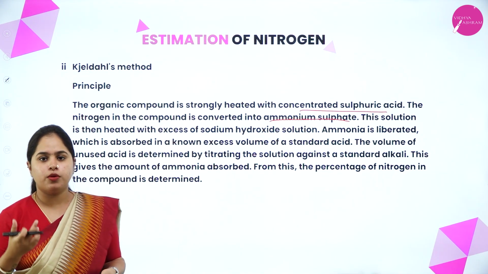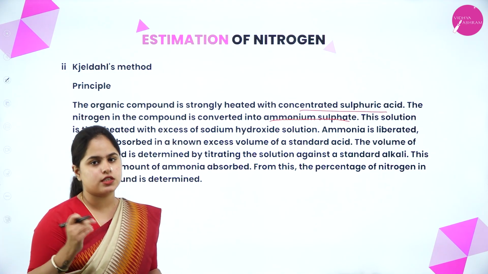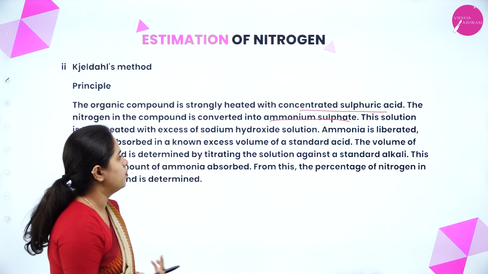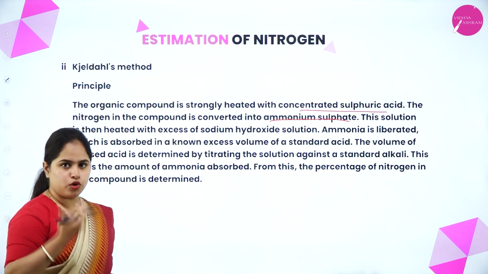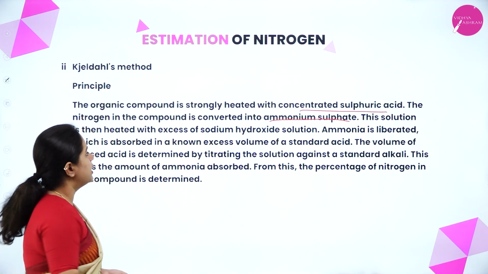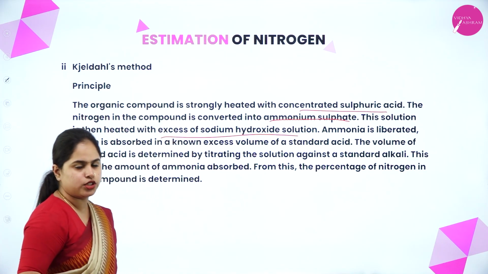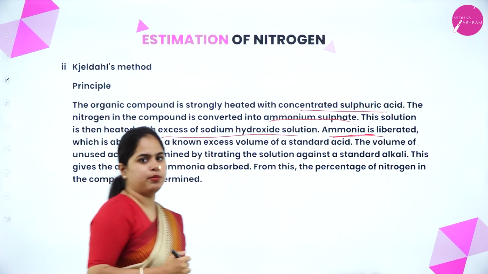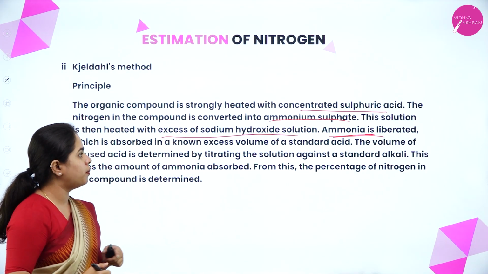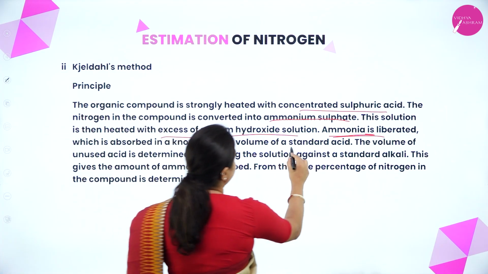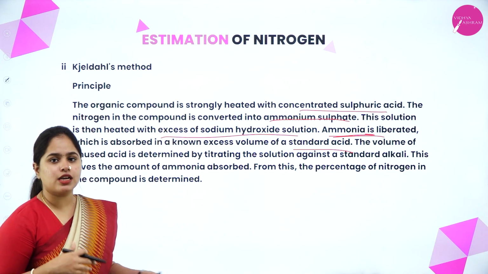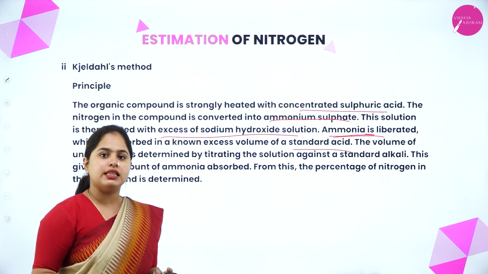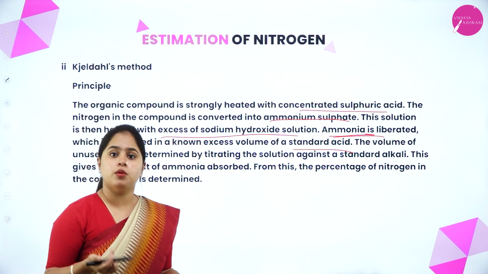Okay. So, the organic compound which is containing nitrogen is heated with concentrated sulfuric acid. So, what happens to the nitrogen? Nitrogen is getting converted into ammonium sulfate first. Okay. Now, this solution containing ammonium sulfate is then heated with excess of sodium hydroxide solution. Ammonium sulfate now reacts with sodium hydroxide, and then what is liberated? Ammonia is liberated, and the ammonia liberated is absorbed in a known excess volume of a standard acid. Okay, so ammonium sulfate reacts with sodium hydroxide in excess, and we get ammonia gas. Ammonia gas is liberated, and this is now absorbed in an excess volume of a standard acid.